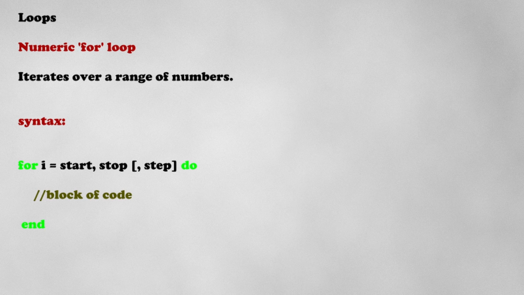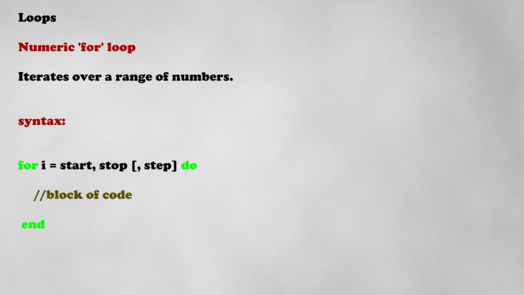Loops. Loops are basically used when we want to execute a certain task or a particular block of code a certain number of times. We have 4 types of loop. Numeric for loop iterates over a range of numbers. Syntax: for i equals start, stop, step, do. Block of code. End. Here we want to specify where we want to start our iteration and where to stop.